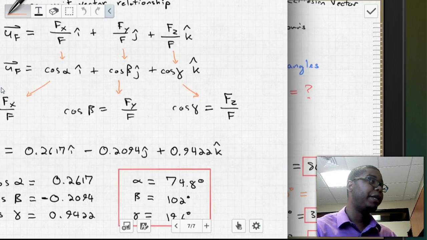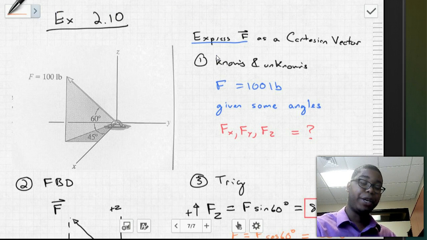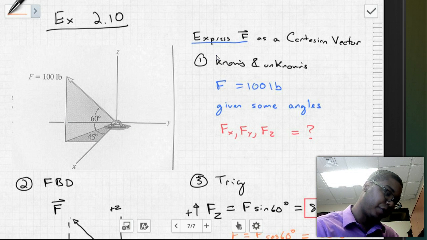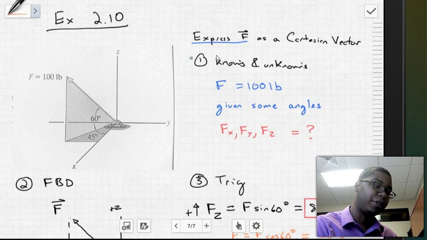So now we just have one more problem here to do, which is example 2-10 from the book. Now, in this example, we have a right-hand coordinate system, and we have a ring that has a force vector coming out of it that has a magnitude of 100 pounds. And we're given two angles of that force vector. One angle is 60 degrees relative to the xy plane, and another angle, 45 degrees, is relative to a projection of the force vector relative to the x-axis. And in this problem, we're asked to express this force vector in Cartesian vector notation.